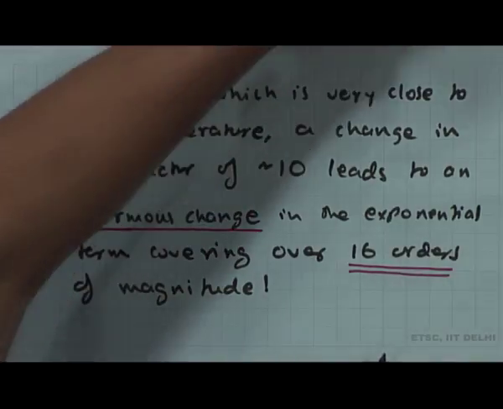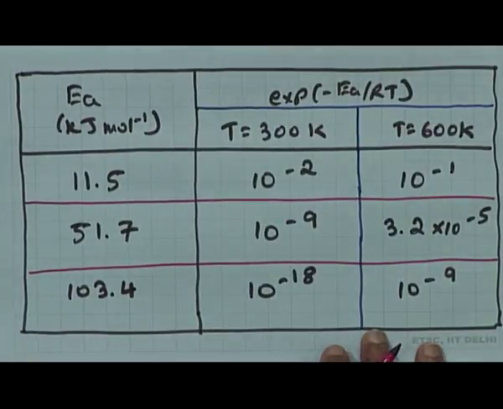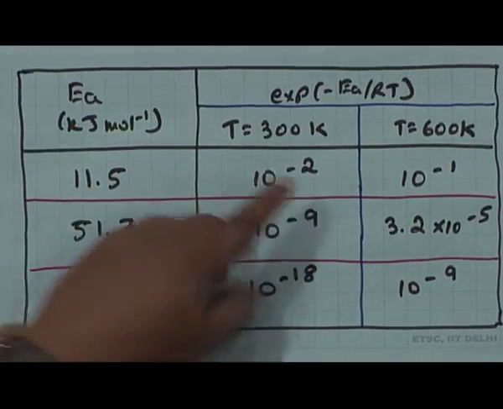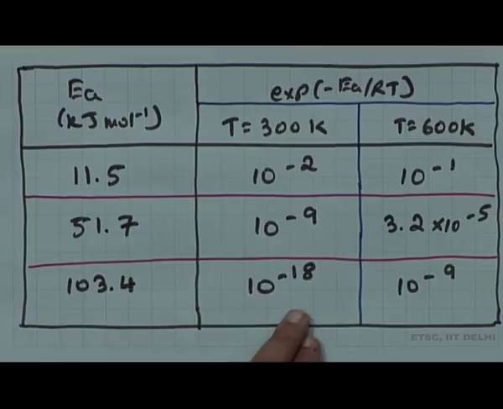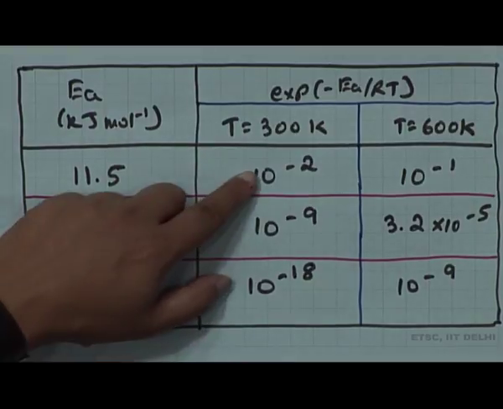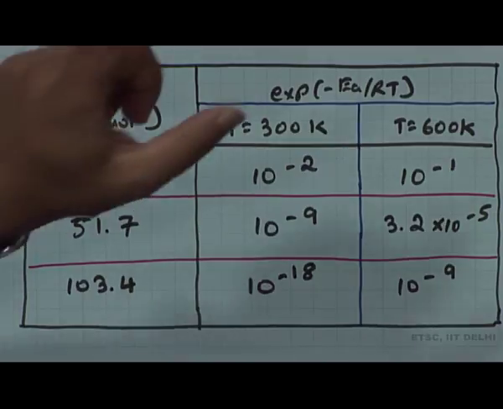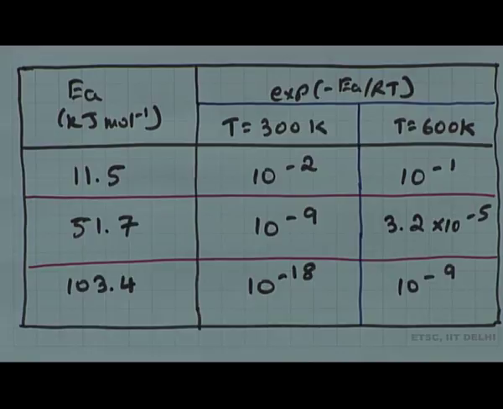Okay. Let us revisit the table. This is what we are talking about. At 11.5 it is 10 to the minus 2, I go to 3.4 it is 10 to the power minus 18, 10 to the minus 2 to the minus 18, a factor of 10 to the minus 16, that is the change I am looking at just by a simple change in EA by a factor of 10, because this is such an enormous change.